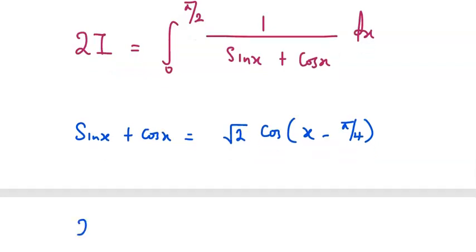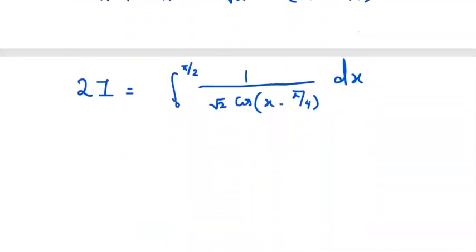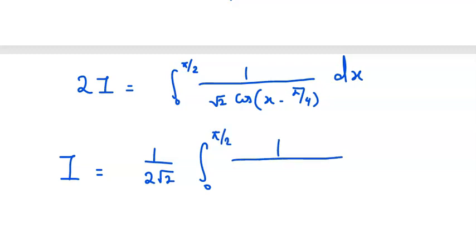So we're going to have 2I equal to the integral from 0 to pi by 2 of 1 all over the square root of 2 times the cosine of x minus pi by 4, and then we have our dx. Okay. So divide both sides by 2 and take out the 1 over root 2. So we get I is equal to 1 over 2 root 2 times the integral from 0 to pi over 2 of 1 all over the cosine of x minus pi by 4, and then we have our dx.